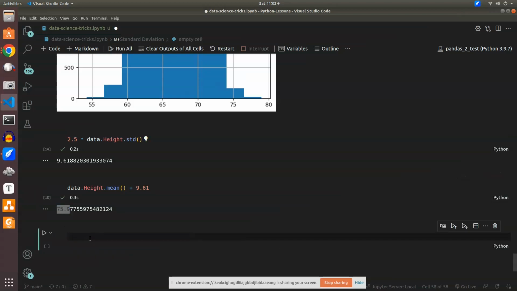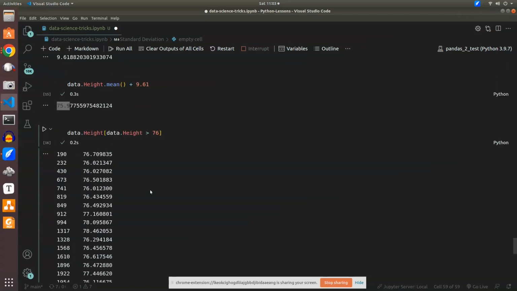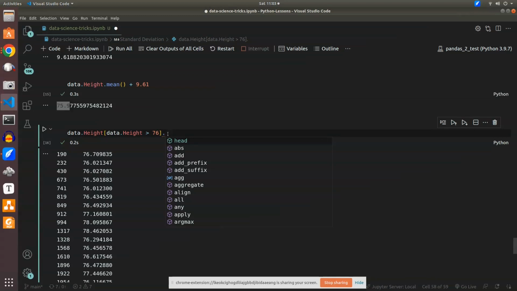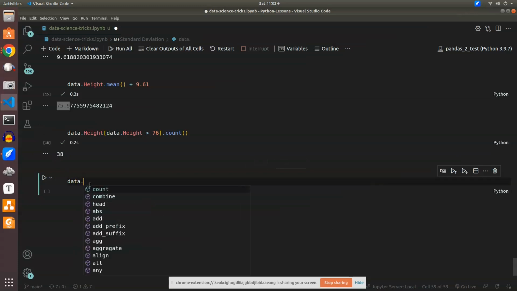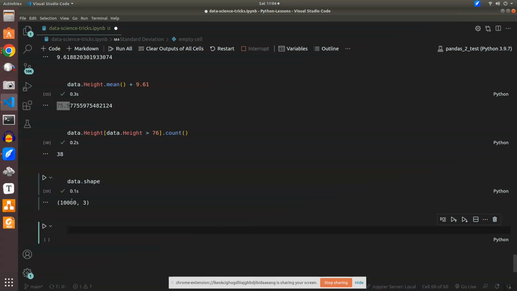If I take data.height greater than 75.9 or 76, we'll see a bunch of people. There are too many people with height greater than 76, which also means a lot of people have values greater than 2.5 standard deviations. If I count this, there are 38 people. The total number of records is 10,000, and 38 people have height greater than 76. These 38 people act as outliers in this distribution.